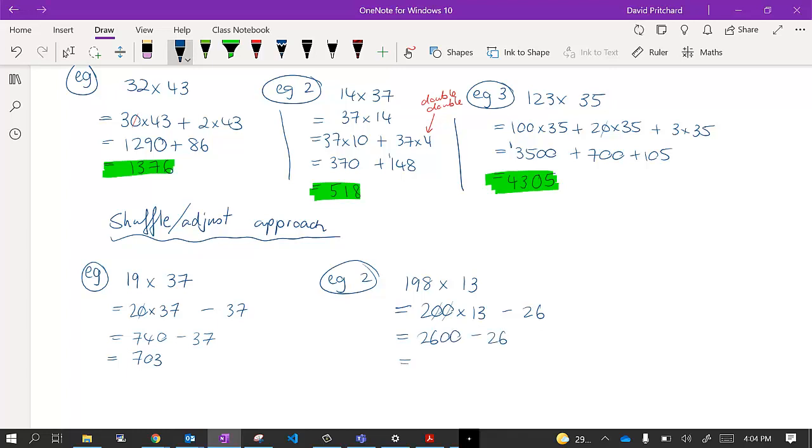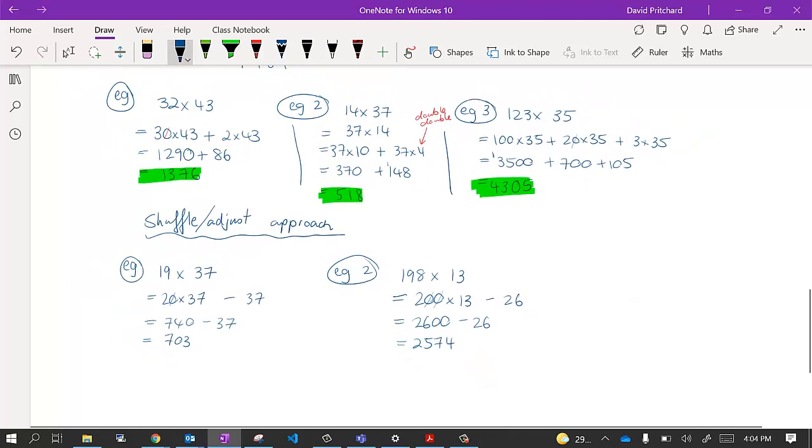And even though that's not the friendliest calculation, we can do that pretty easily. We can say that's 2, 5, and if we subtract 26, we got 74. So 2, 5, 7, 4 plus 26 will take us back up to that 2600. Okay, so there's our 2 approaches.